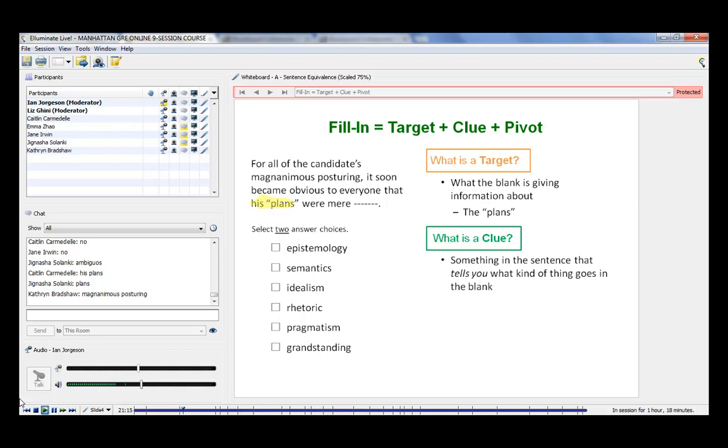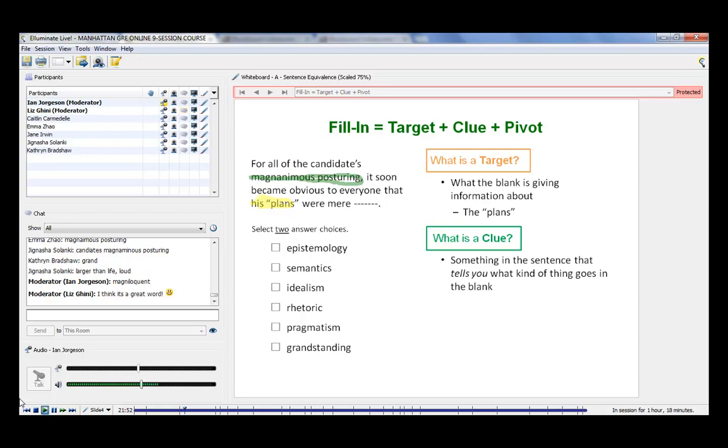Yeah, magnanimous posturing. What does magnanimous mean? Anybody know what magnanimous means? Grand. Yeah, sort of, but be a little bit careful. This is the word that more precisely means grand. Magnanimous, you can think about it as being grand in some ways, but not in all ways.